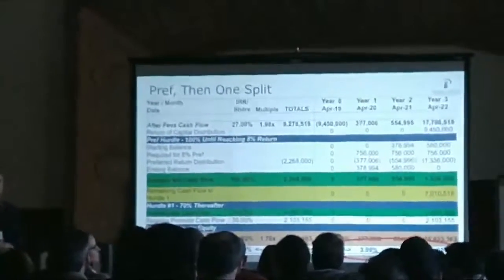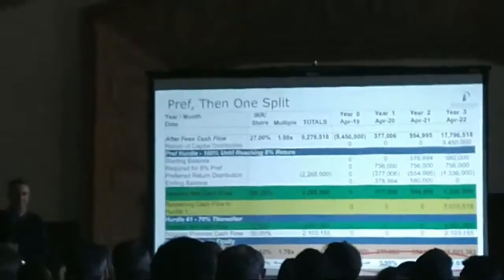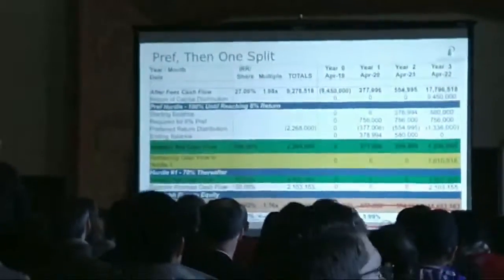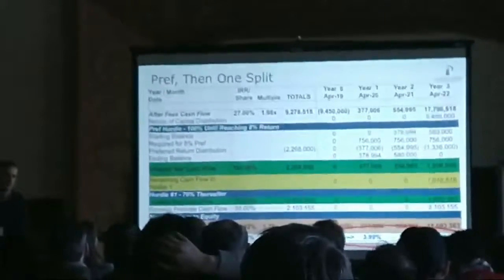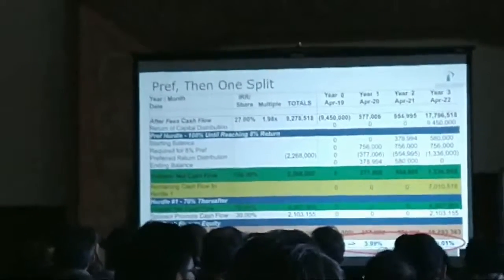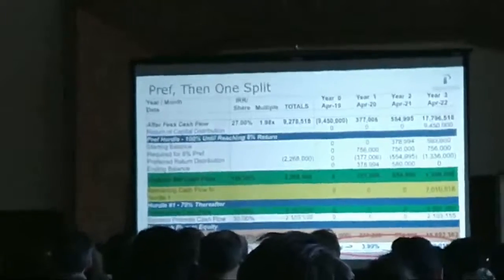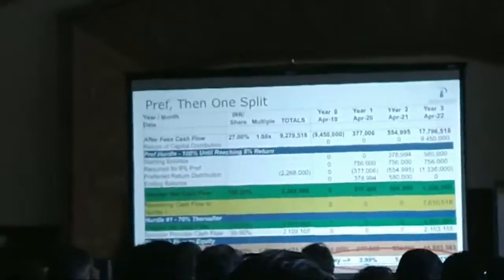I saw a question over here. Yeah? Why would you want to structure this with a preferred return, because it's all cash flow starting out? Yeah, great question. Why have a preferred return, right? Why not just do a 70-30 split and make it easy, right?